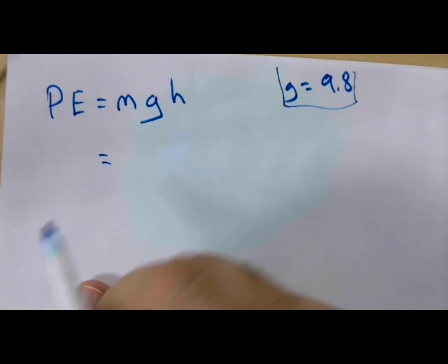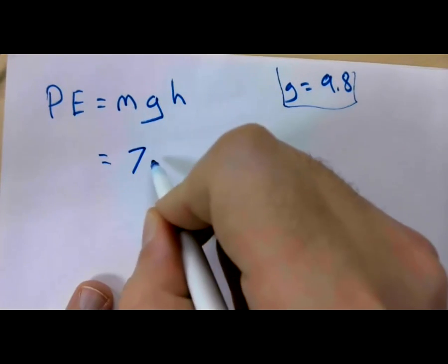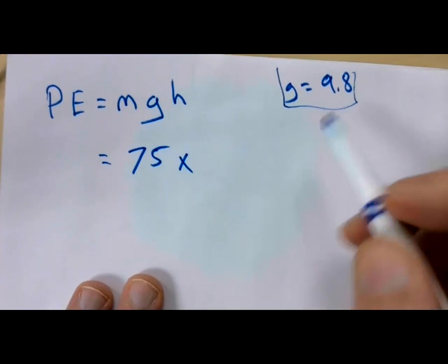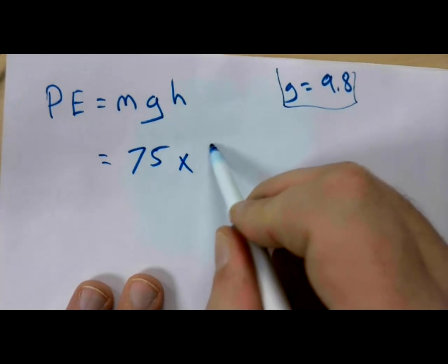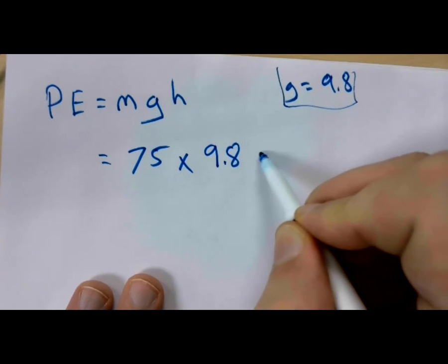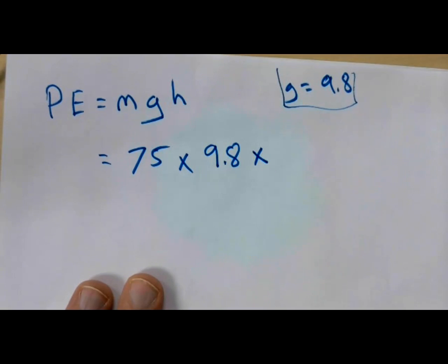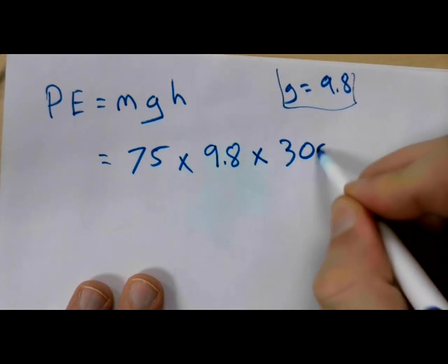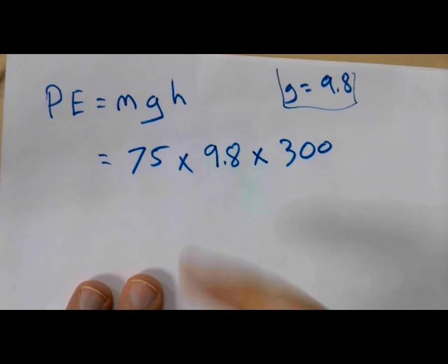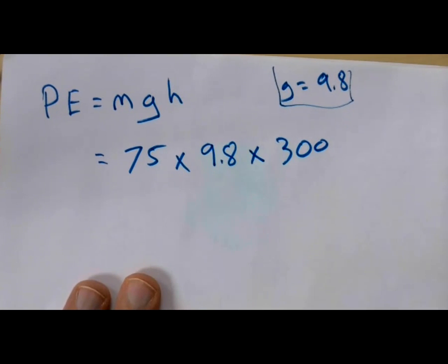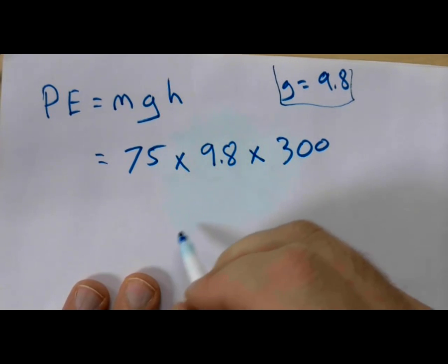So now I plug in my numbers. My refrigerator was 75 kilograms. So 75 times my force of gravity, which is always 9.8, not told to me in the problem, times the height. The height is simply 300 meters. Now this is straight multiplication, so it doesn't matter what direction I do it in, but I'm going to bring up my calculator. I'm going to take 75 times 9.8 times 300. And what do I get?